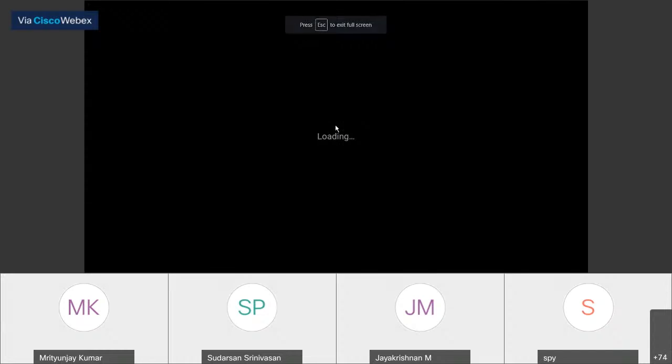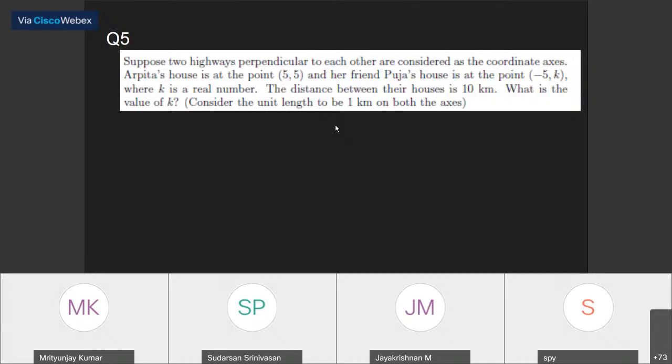So we move to the last question now. It's about calculating the distance between 2 points. Two houses, friends' houses, are given by coordinates (5, 5) and (-5, k), and the distance between the houses is given to be 10 kilometers. You have to find the value of k, which is a real number. So just directly apply the distance formula between 2 points.